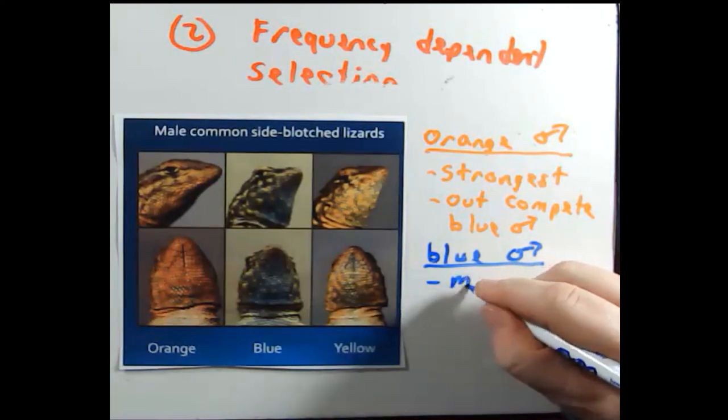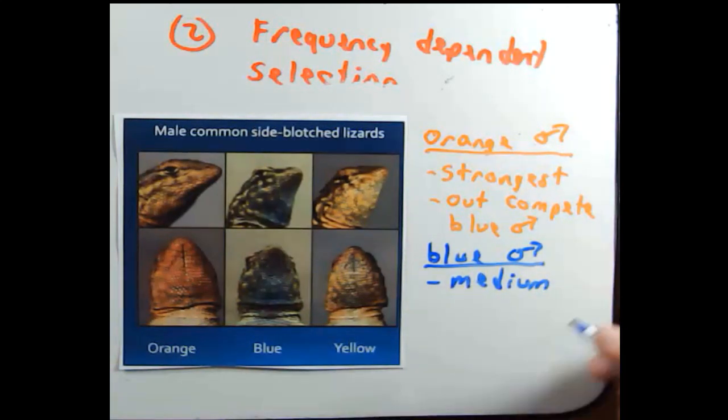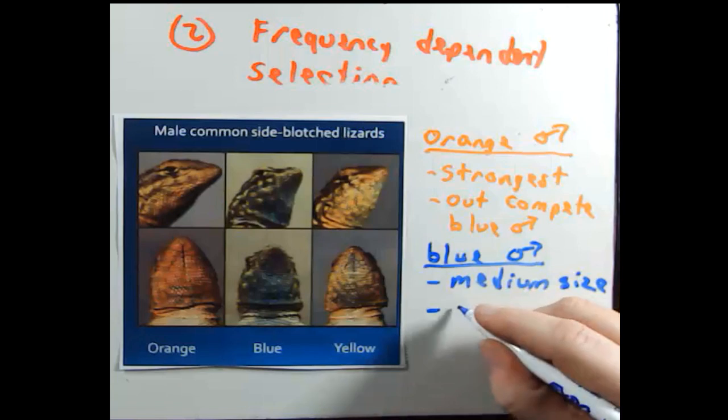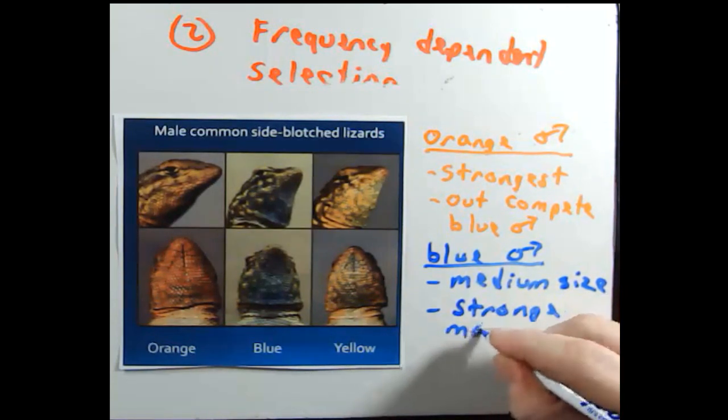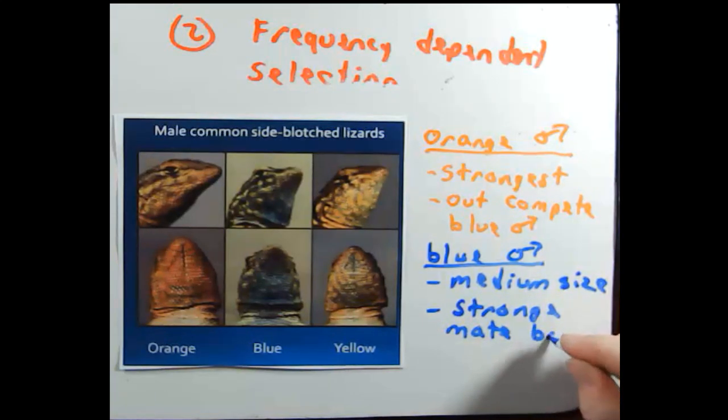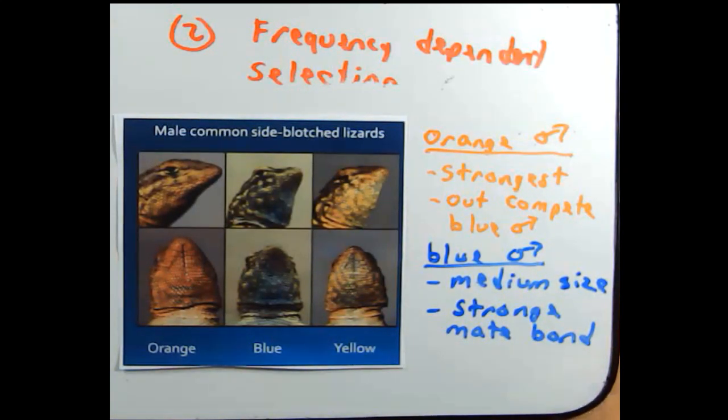The blue males, they're of a medium size. They're not going to be able to take on an orange lizard, but they can guard off the yellow lizards. And that's because they have a stronger mate bond. They're more likely to be near the nest or the female, so they're able to prevent the yellow lizards from gaining access to the females.